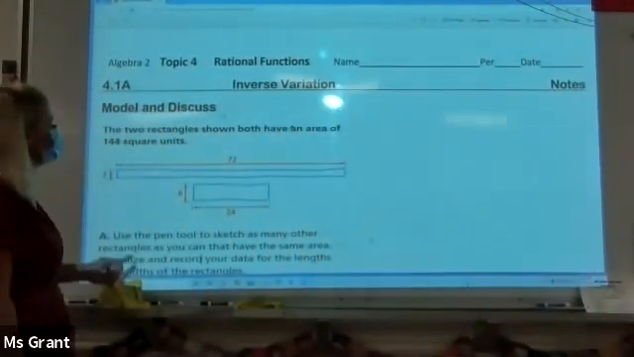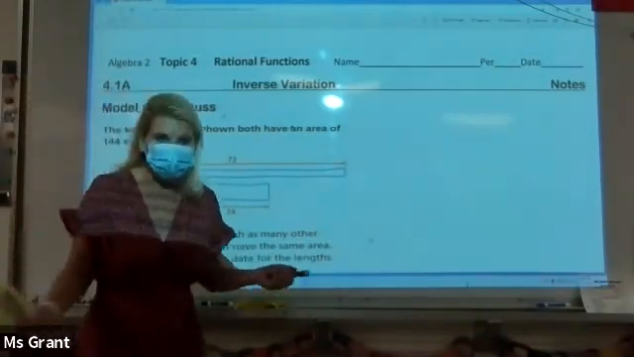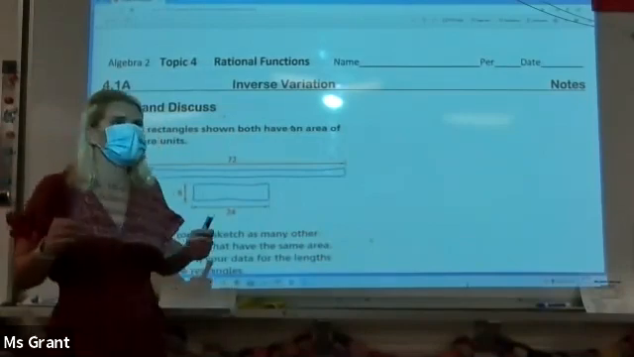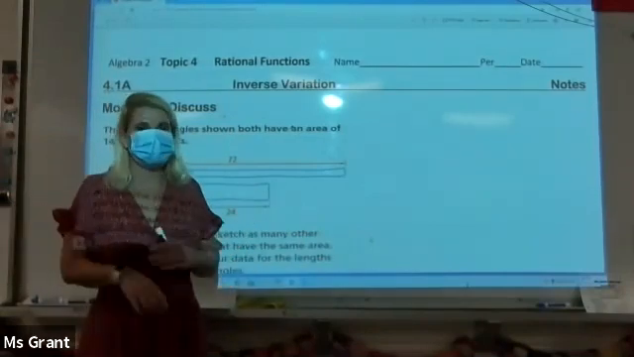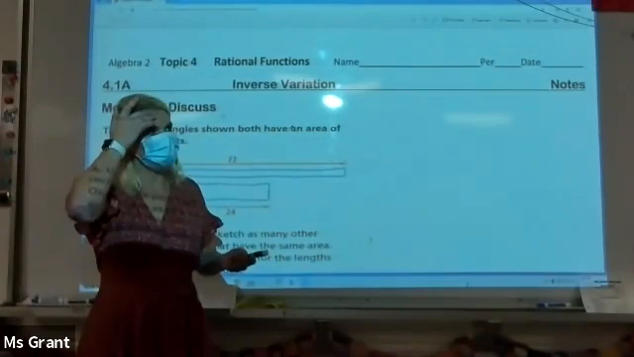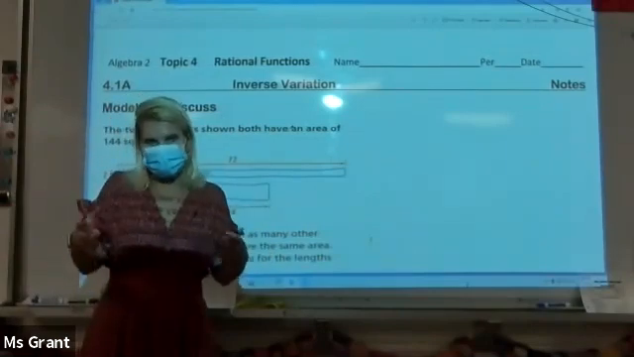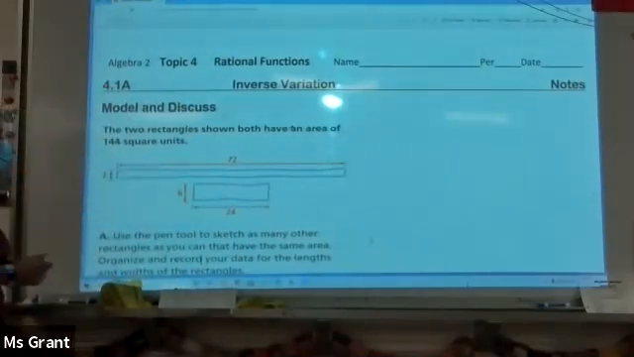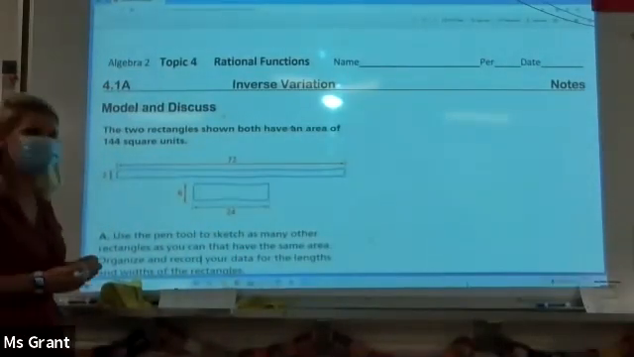So here we go, guys. Inverse variation. We're beginning chapter 4, inverse variation. Inverse variation is a way for us to compare numbers, so how the numbers relate to each other. Let's first talk about some rectangles.